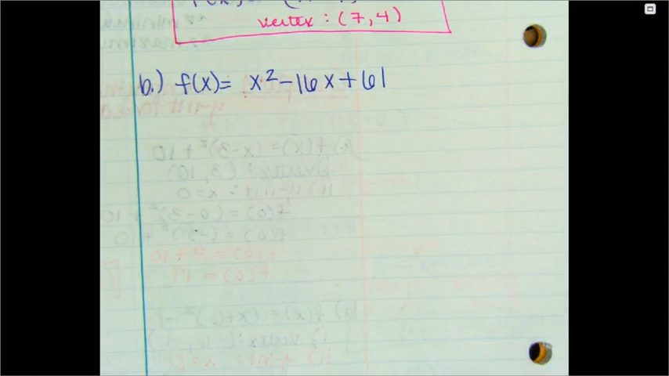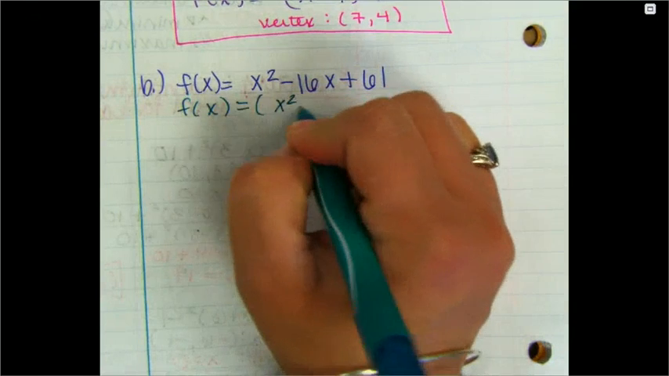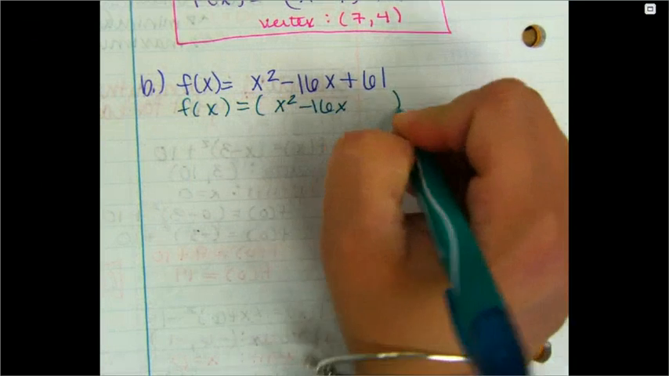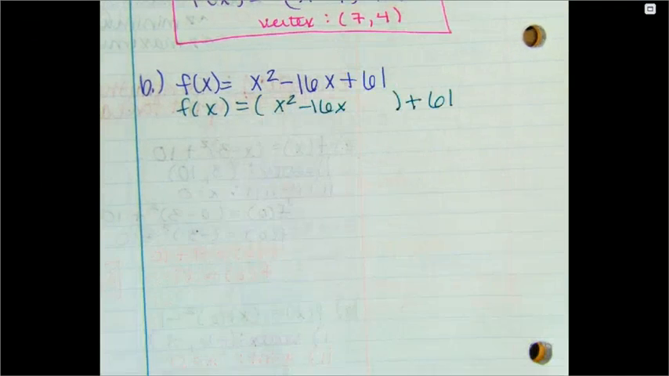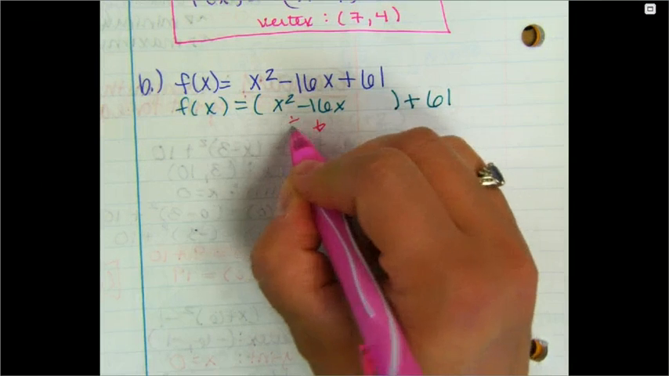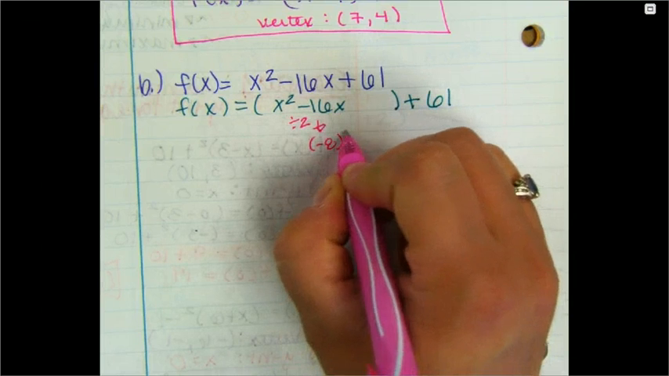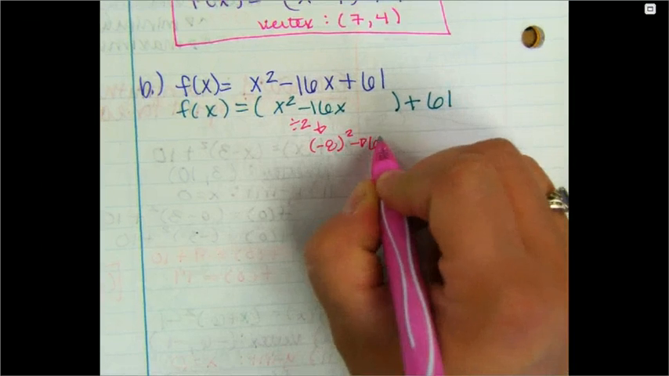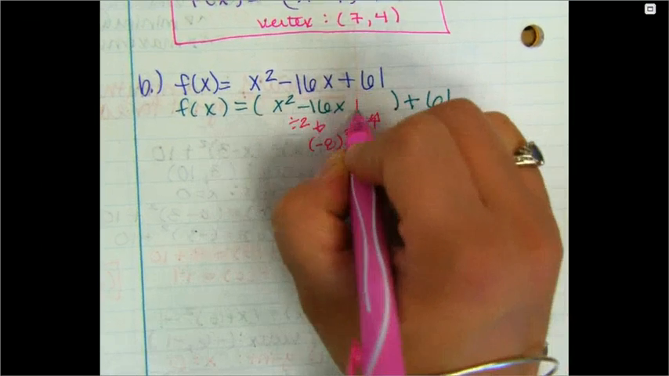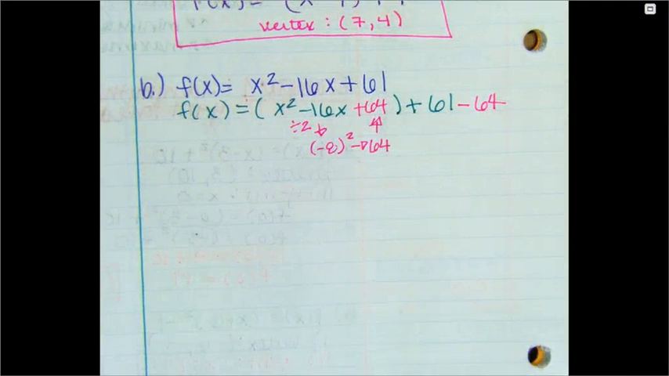All right, let's start. I'm going to do f of x equals x squared minus 16x, leave a space, plus 61. True? Okay. When you take this, you divide by 2. So what's negative 16 divided by 2? Negative 8. Then we square it, which is how much? 64. So positive 64 here, so negative 64 out here. Who had that right? Good.